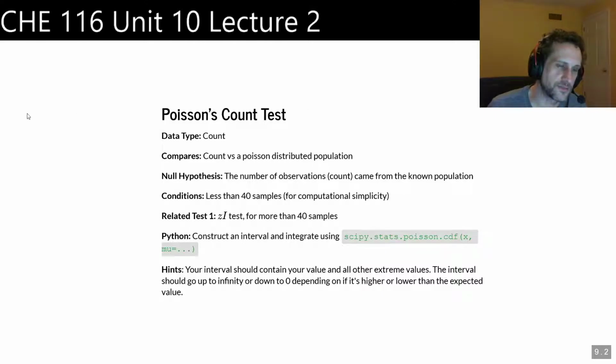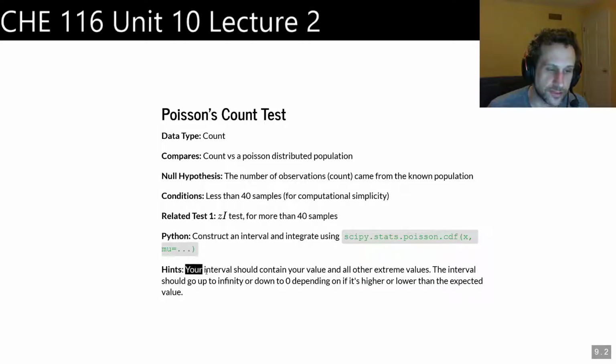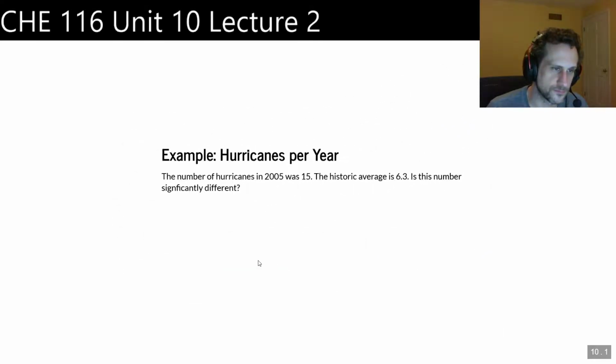So this is kind of like what we did in the last lecture, where we built an interval and saw if it fell into the interval or not. The thing is that your interval should contain your value and all other extreme values. That's an important detail. For continuous ones, we didn't really care whether our value was contained in the interval, because for continuous probability distributions, there is no probability mass assigned to one value, so it didn't matter. But here we actually do care about it, and your interval should contain your value. Okay.